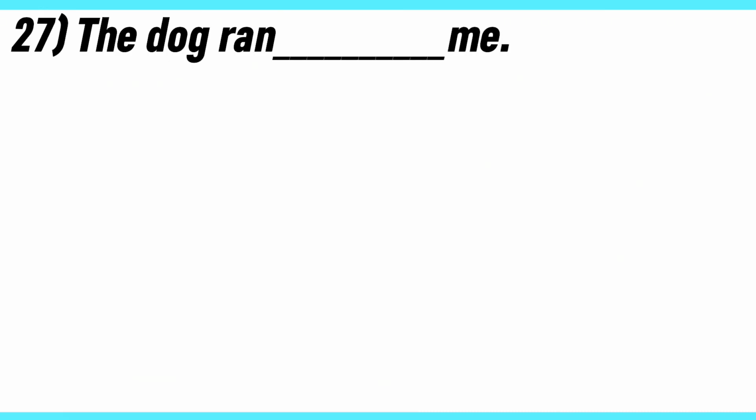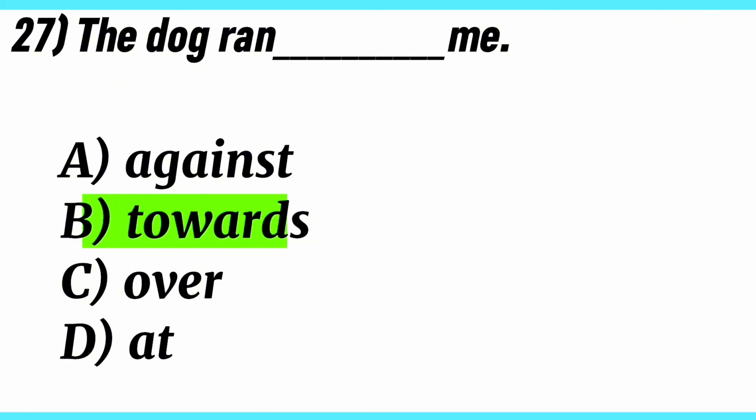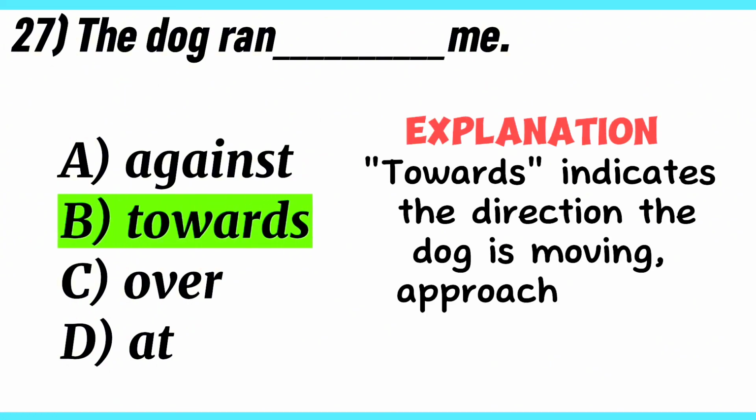The dog ran dash me. The correct answer is option B, towards. Explanation: towards indicates the direction the dog is moving, approaching the speaker.